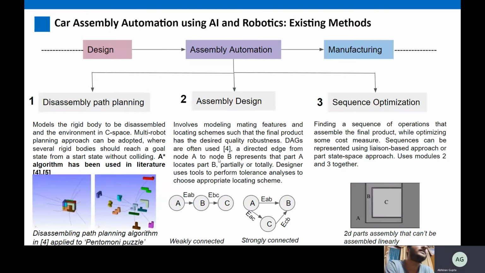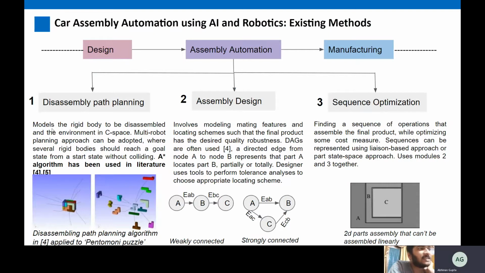Now, this is another domain which we explored and read a lot of literature on, which is car assembly automation using artificial intelligence and robotics. Assembly automation comes in between the process of design and the process of manufacturing. And this entire process of assembly automation is further divided into disassembly path planning, assembly design, and sequence optimization. Now, let's look at the first, disassembly path planning.